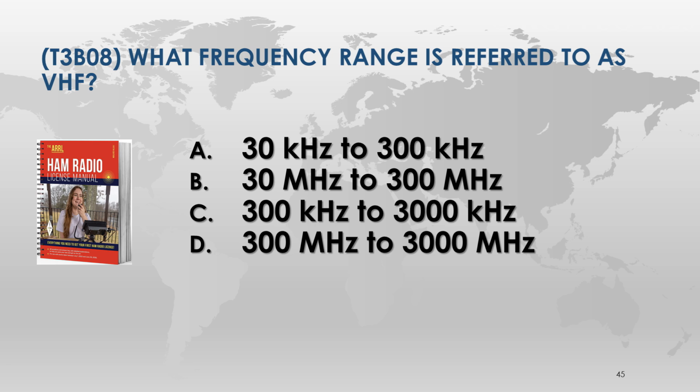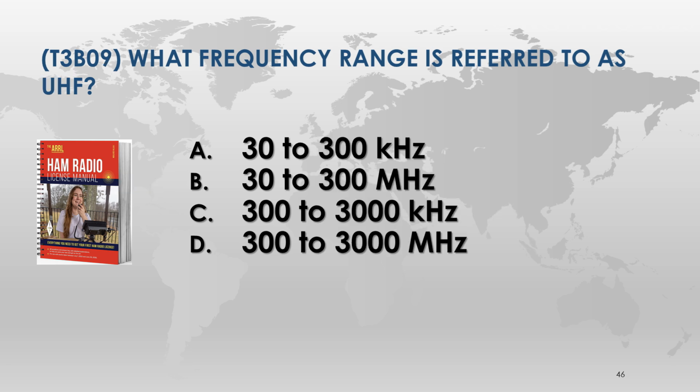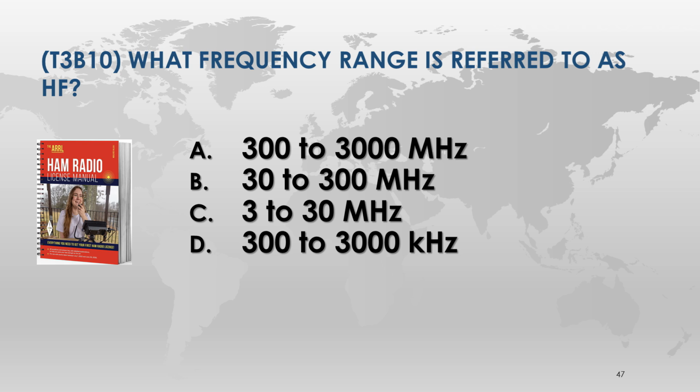What frequency range is referred to as VHF? Remember all those 3s I told you about? VHF. Are we sure? 30 to 300 megahertz. Remember that part, because, gee, look, the other one's kilohertz. Megahertz. What frequency range is referred to as UHF? Oh, gee, I just gave you that one. 300 to 3,000 megahertz.